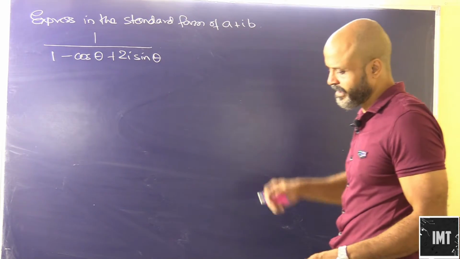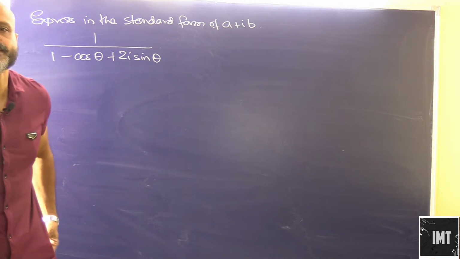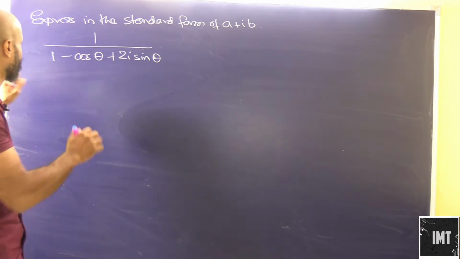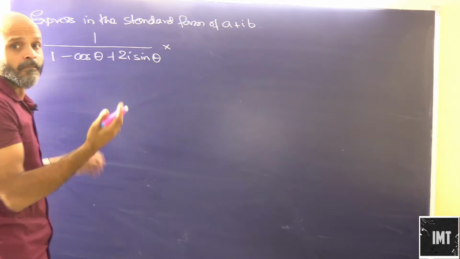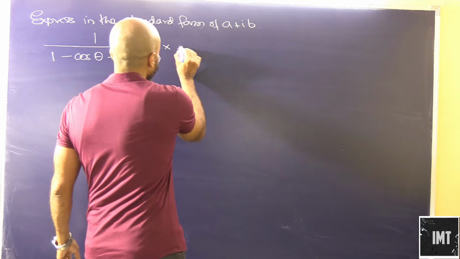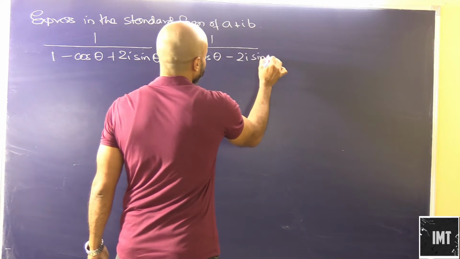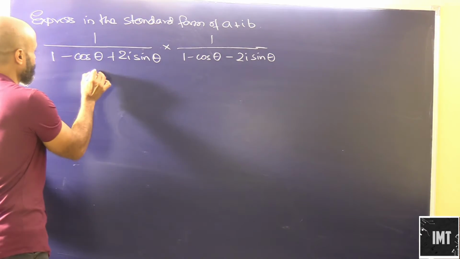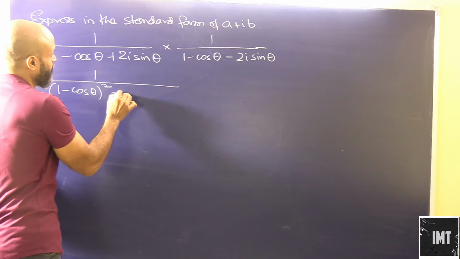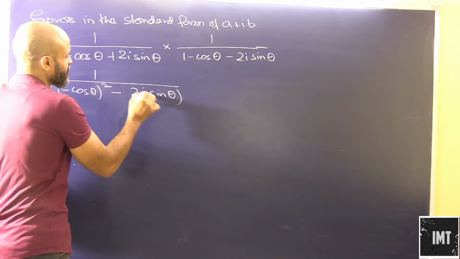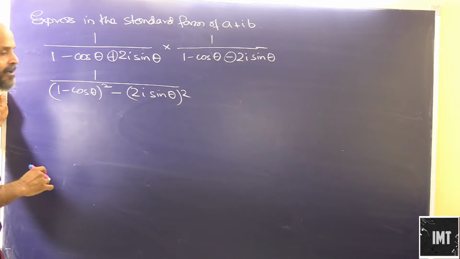Alright people, so we will deal with this problem here: express 1 upon (1 plus cos theta plus 2i sin theta) in the standard form of a plus ib. Whenever we have this kind of expression, we will always multiply it by its conjugate pair. So this will be 1 upon (1 minus cos theta) squared minus (2i sin theta) squared. This is basically (a plus b) into (a minus b), so obviously it will be a square minus b square.